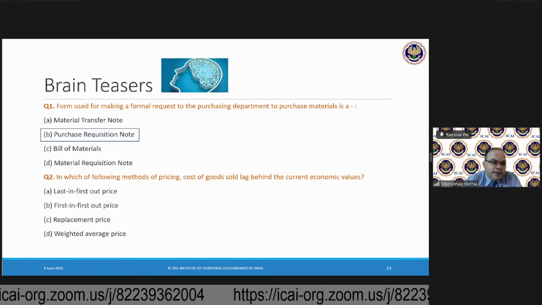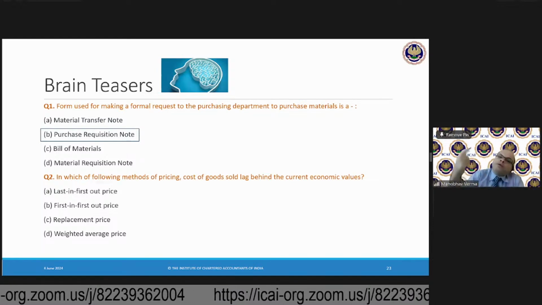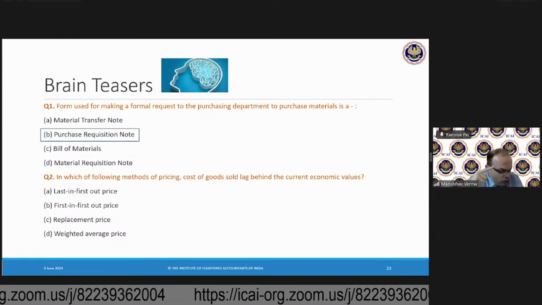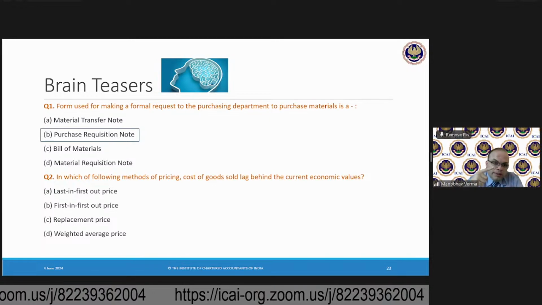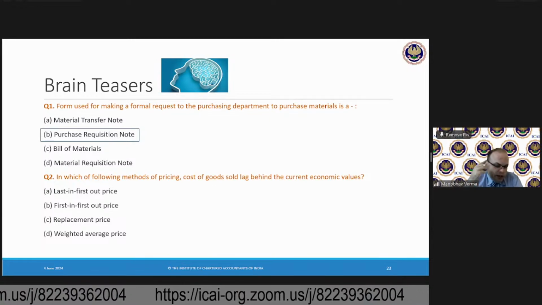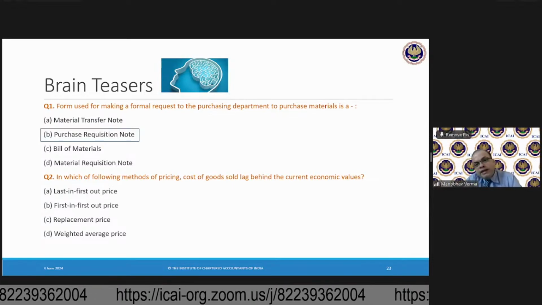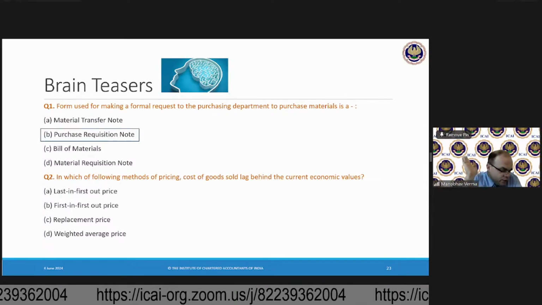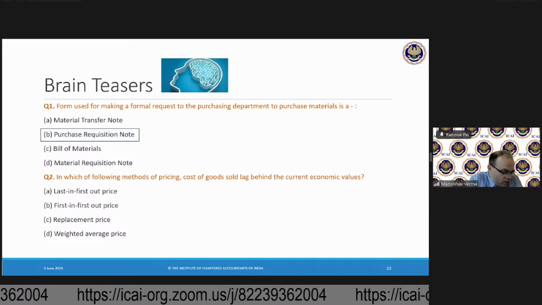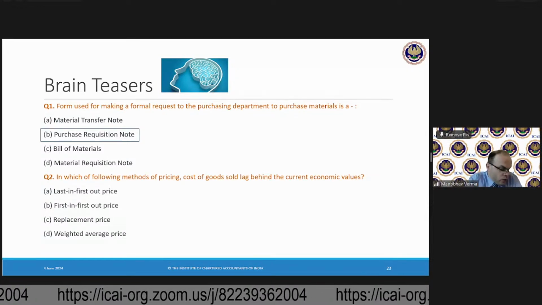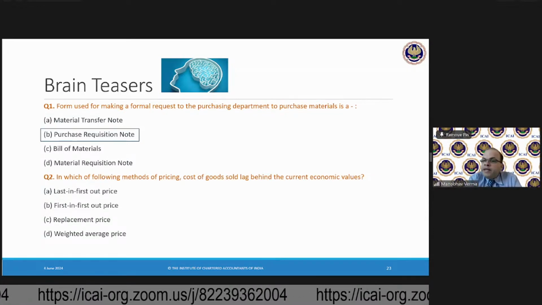Tamanna, I hope you got it. So we're talking about a request to the purchasing department. Material requisition note would be the request coming from production to the stores. But we are saying a request made to the purchasing department, that becomes purchase requisition note here. Nisha, I hope it is clear to you also. So answer one would be option number B here.